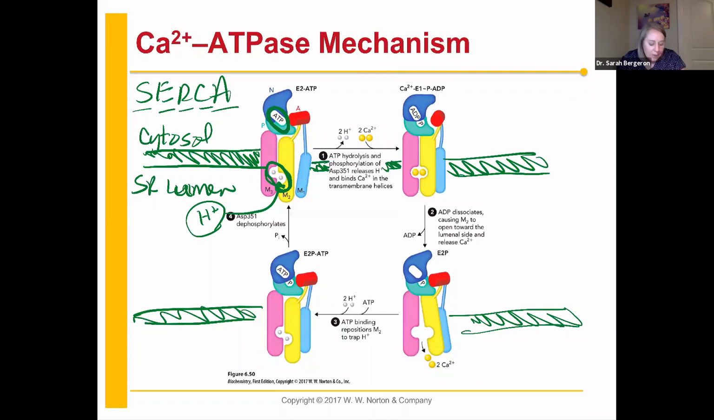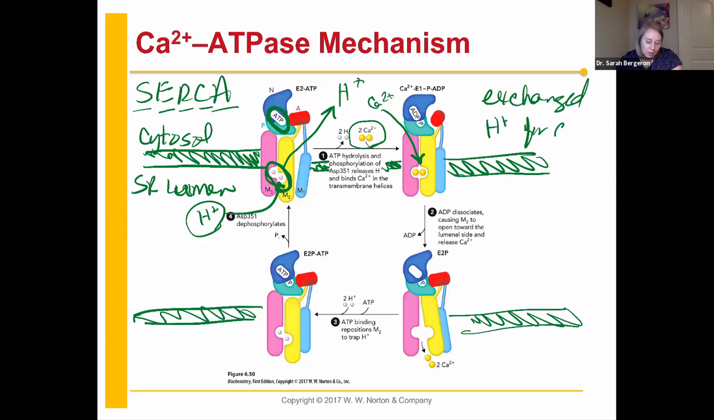So when ATP is hydrolyzed, two things are going to happen. The first thing is that our hydrogen ions are going to exit and go into the cytosol. And then at the same time, we have calcium ions, Ca2+, that are going to actually enter our transport protein. Okay, so we basically switched hydrogen ions for calcium. So we exchanged H+ for Ca2+, right?